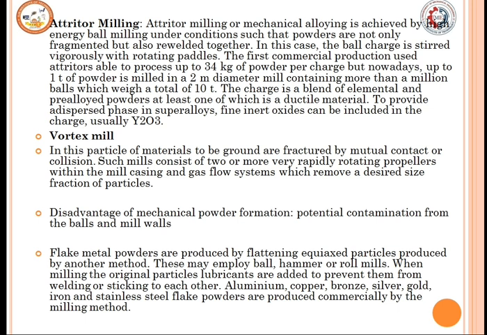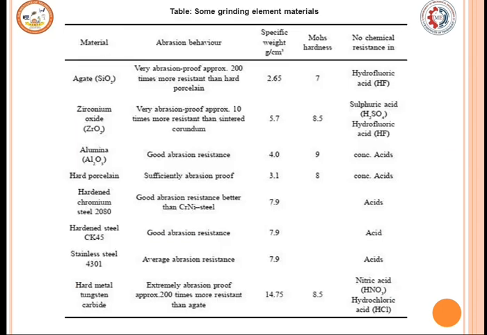Attritor milling and vortex milling are the different types of milling methods where potential contamination from the ball and mill walls is going to happen. So these are some of the hardness values of different materials, where we can check their weight and their hardness value. Based on the hardness value, you can select the particular material for grinding the material.